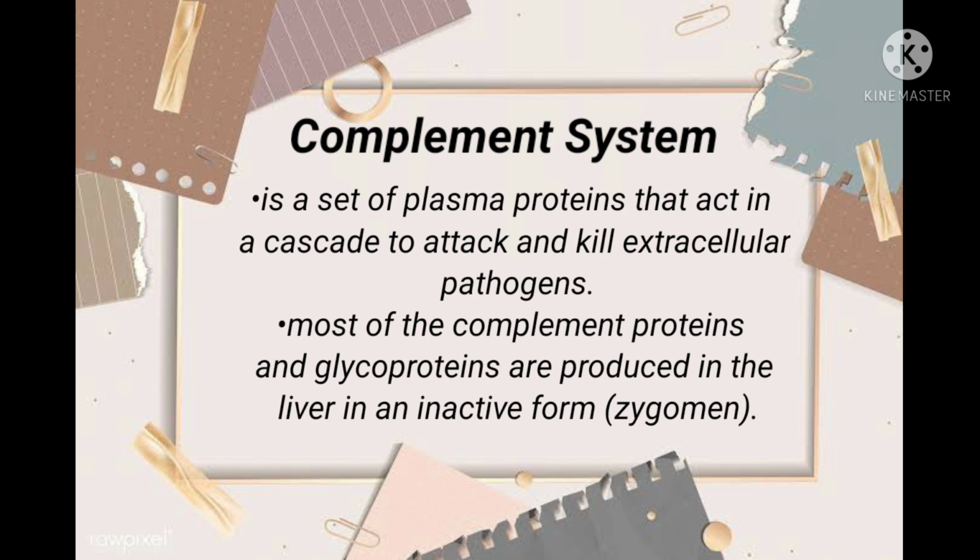The complement system is a set of plasma proteins that act in a cascade to attack and kill extracellular pathogens. It has approximately 30 components: activating molecules, regulator factors, complement receptors, and membrane proteins which inhibit the lysis of host cells. Most of the complement proteins and glycoproteins are produced in the liver in an inactive form or zymogen. Activation is induced by proteolytic cleavage.